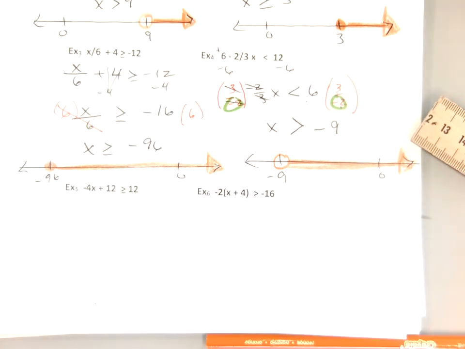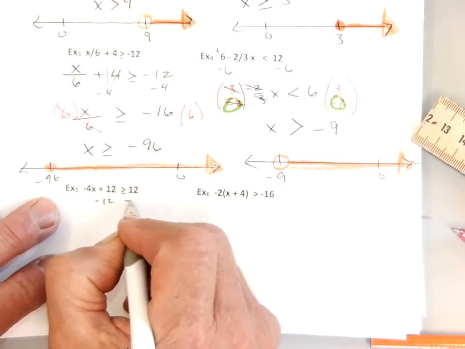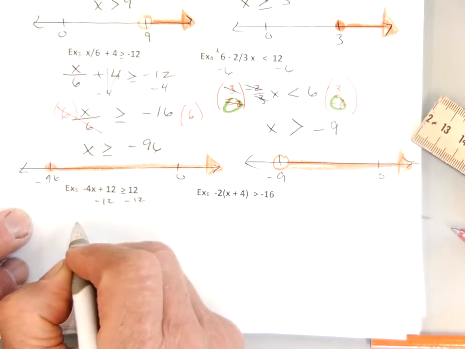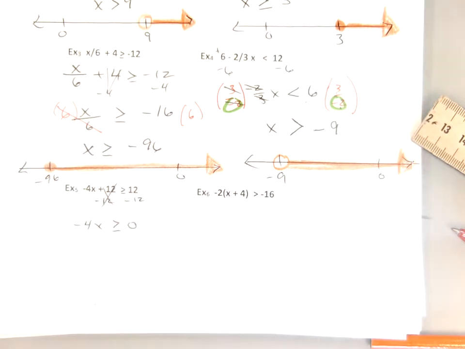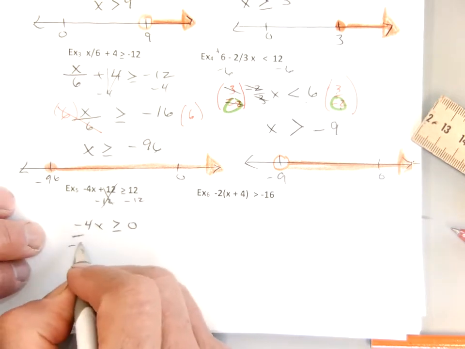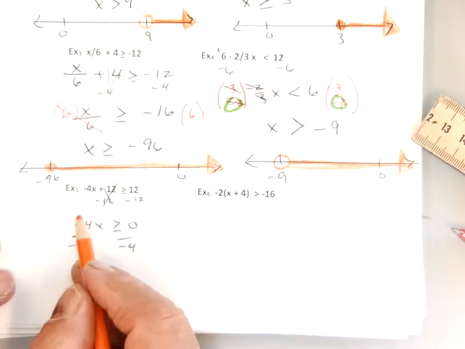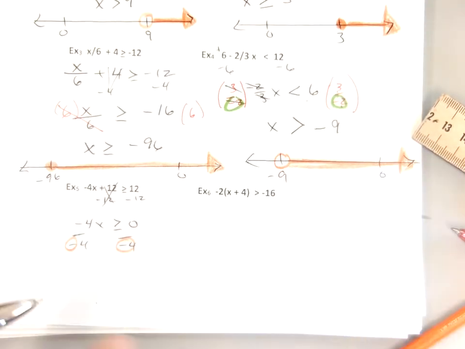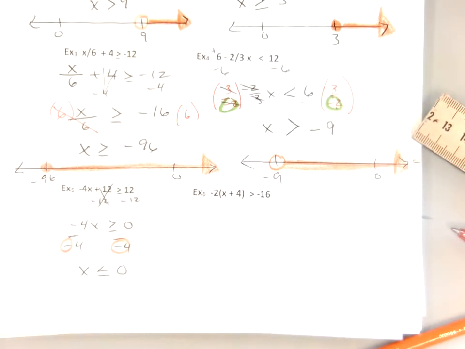Okay, number 4. Same thing, we'll go minus 12, minus 12. We'll have a cancels. We'll have a negative 4x greater than or equal to 0. Now 0 is a number. I'm not going to let 0 bother me. So I'm going to divide by negative 4. I have to turn my sign, right? X is less than or equal to 0. Not negative 0, just 0, okay? 0 divided by anything is just 0.